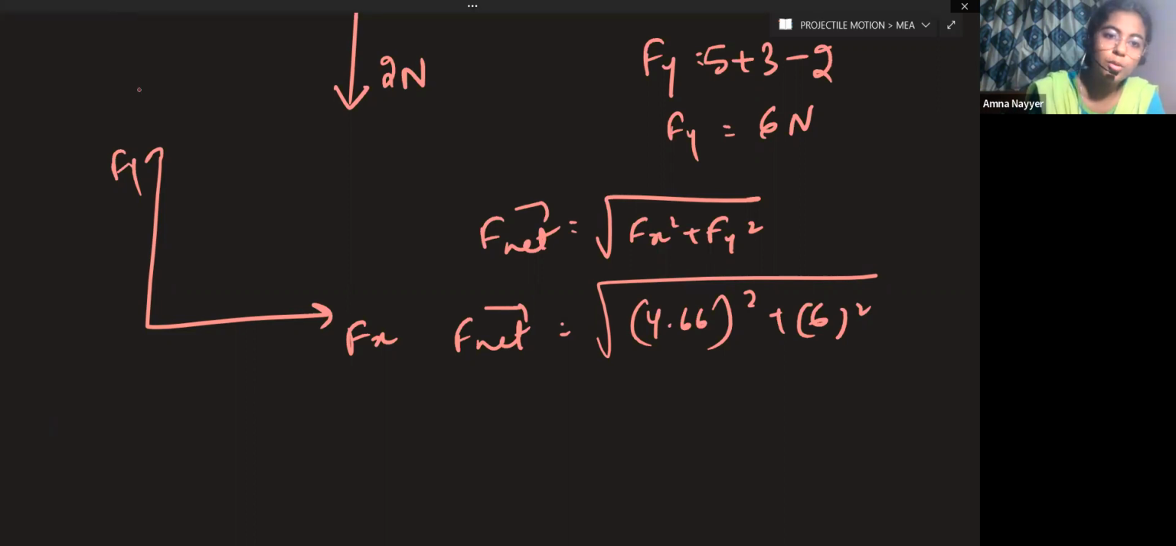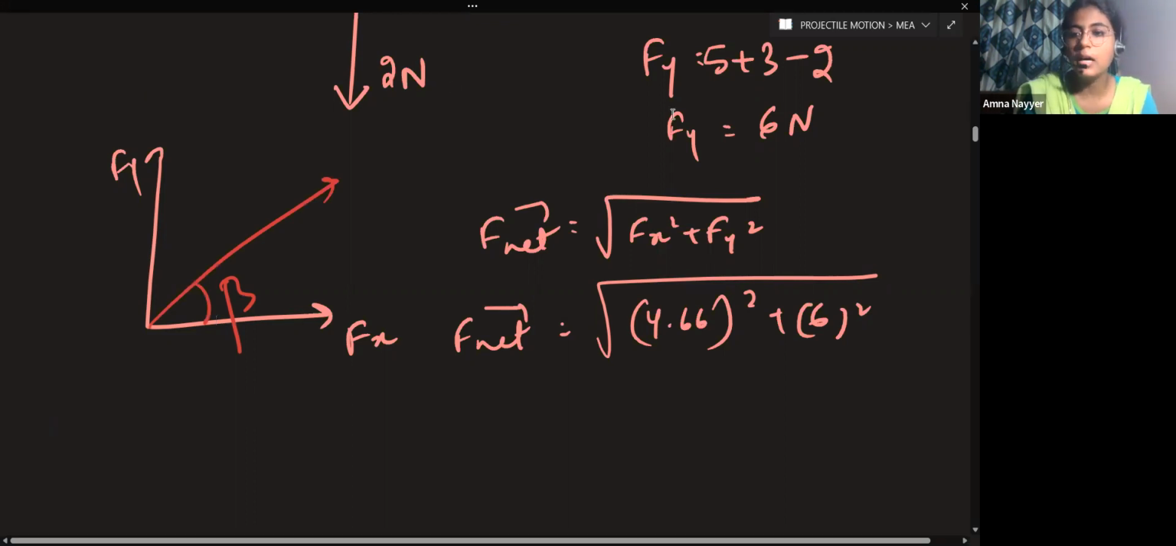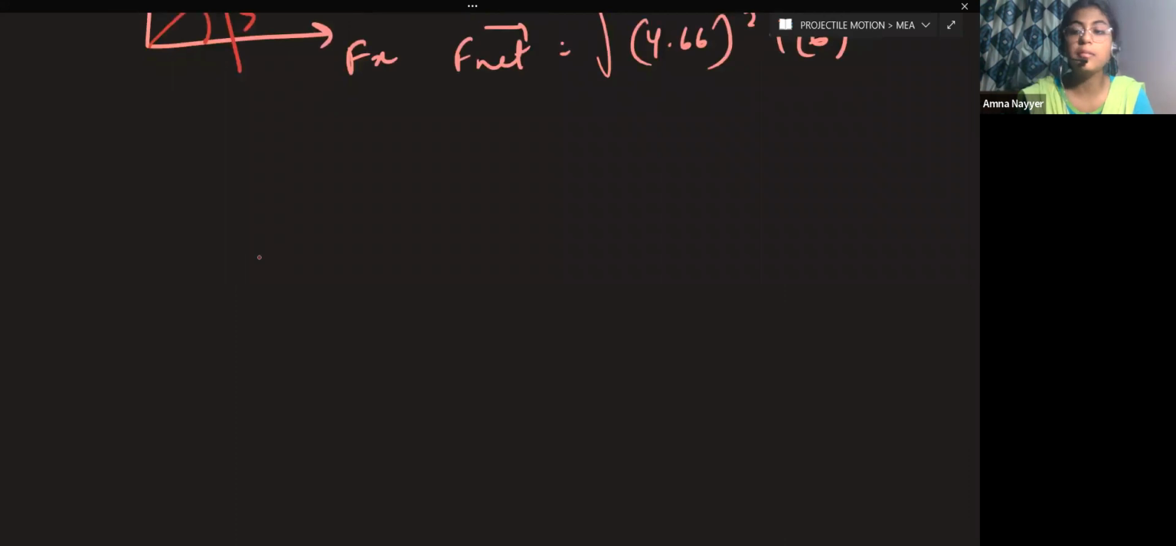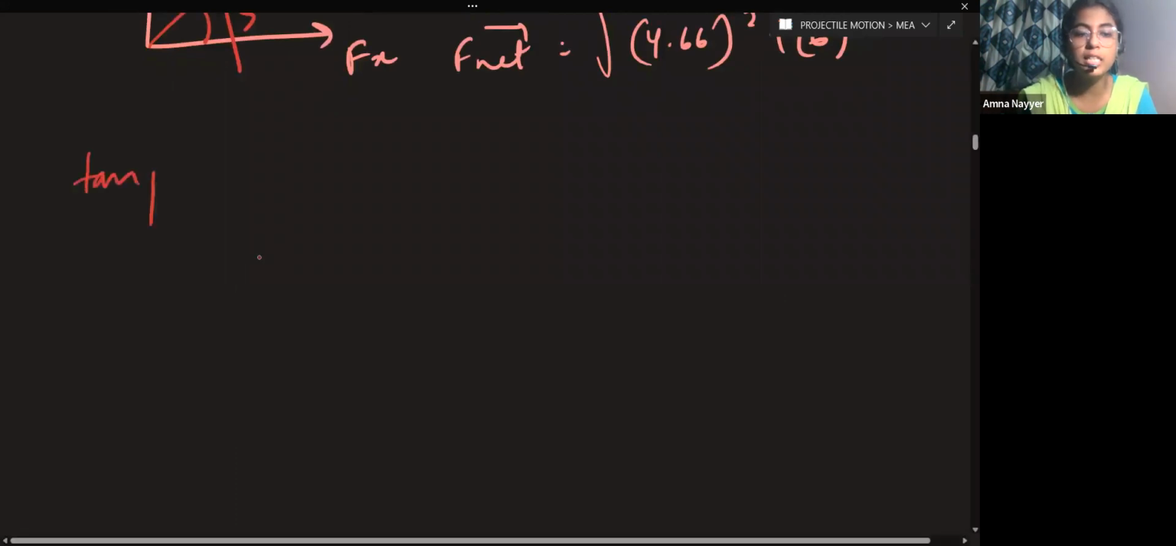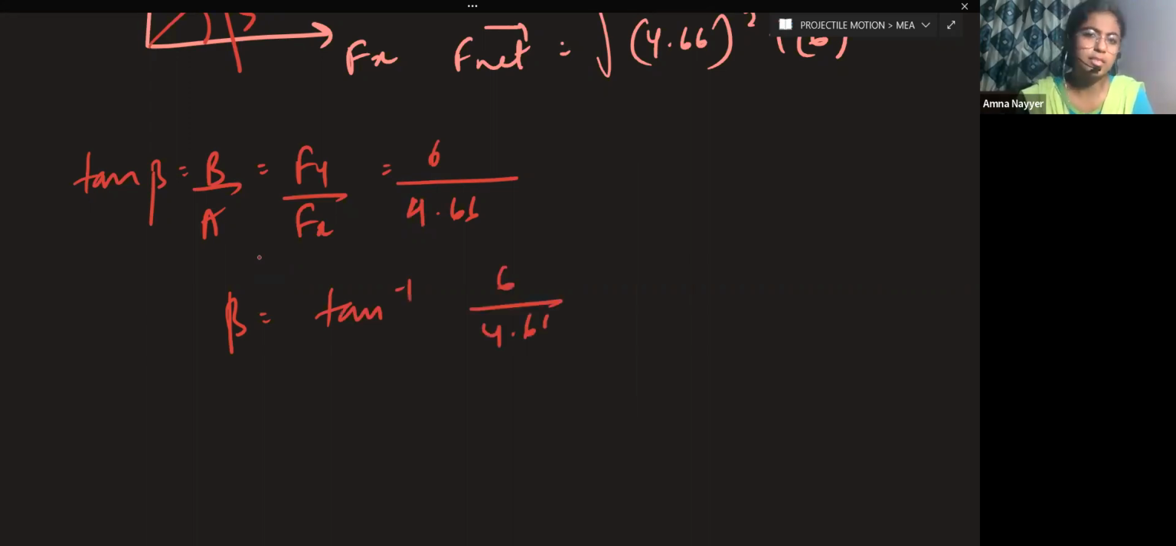So, direction I have told you. For direction, put the angle as beta. Tan beta will simply be Fy divided by Fx. Remember, for the 90 degree special case, we did tan beta as b by a. So Fy was 6, divided by 4.66. So your beta will be tan inverse 6 by 4.66. Magnitude will also be there. Now you have the resultant net force.